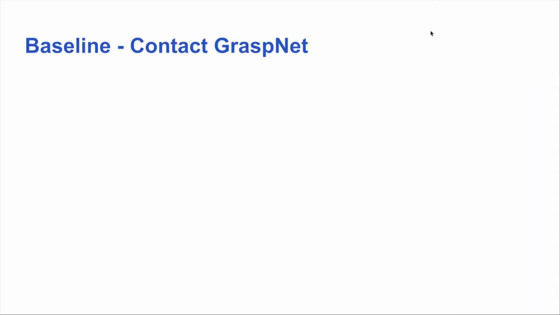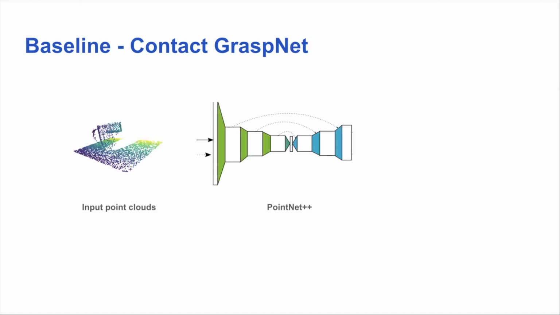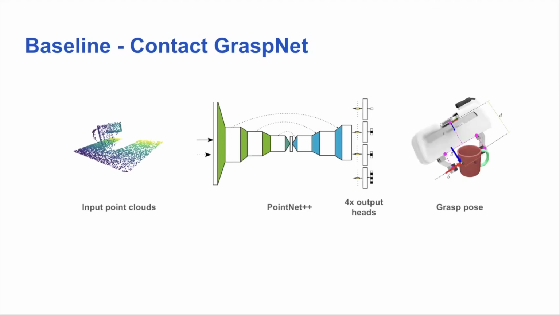So for our baseline, we try to implement Contact-GraspNet, which takes input point clouds and feeds them into a PointNet++ backbone, which consists of set abstraction and feature propagation layers with U-Net-style skip connections to preserve spatial information. And these are fed into 4 output heads. We'll come to these heads later in the presentation, which you can use to predict a grasp pose.